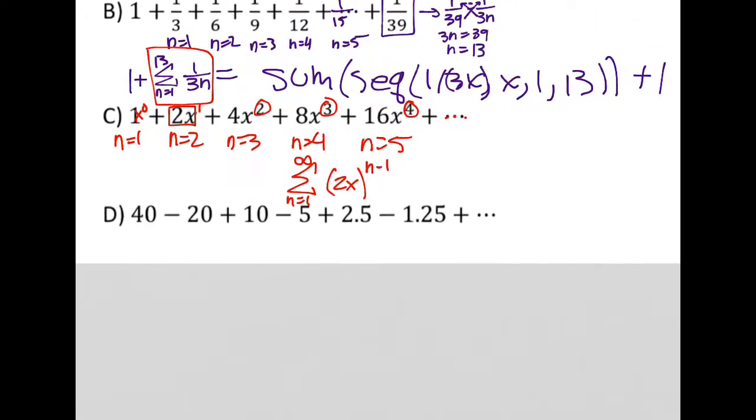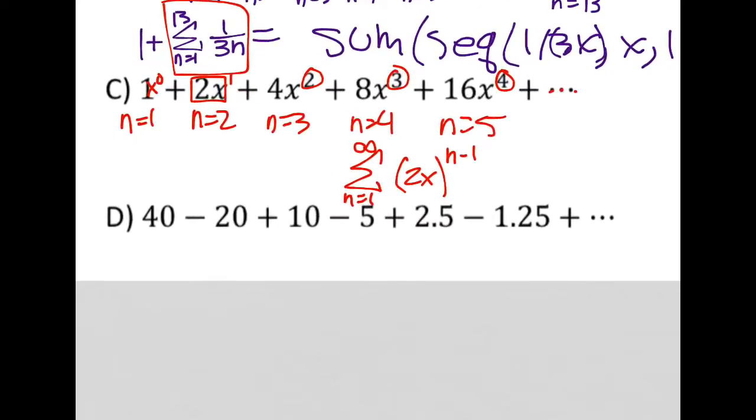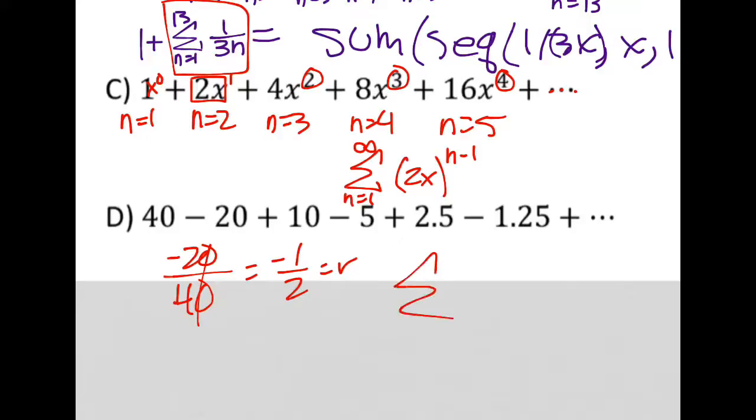This one appears to be geometric as well, and that means if we want to figure out what the ratio is, we need to take a term like negative 20 and divide by the previous term, which is 40. Negative 20 over 40 does cancel. 2 over 4, I have a ratio of negative 1/2, which means if I'm writing this as a geometric sequence, n will start at 1 and go to infinity, and I will have my first term, which is 40, times my common ratio, which is negative 1/2, raised to the power of n minus 1.